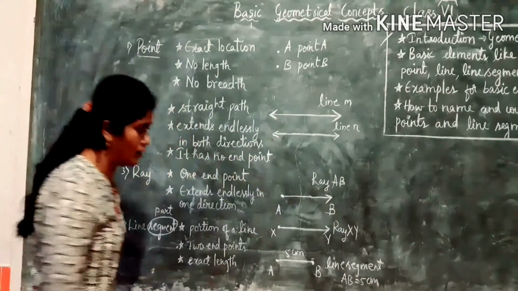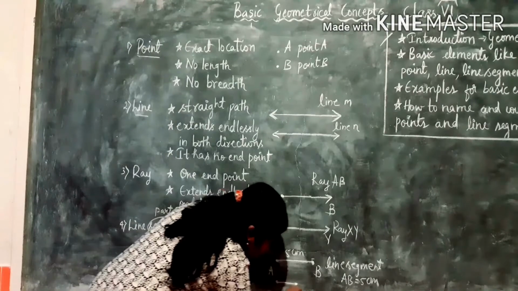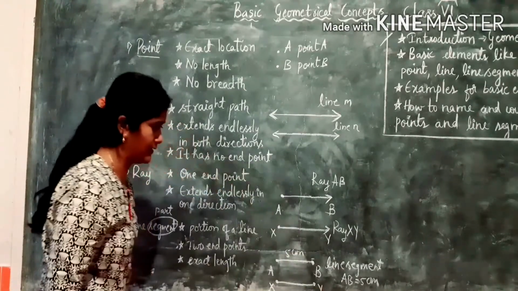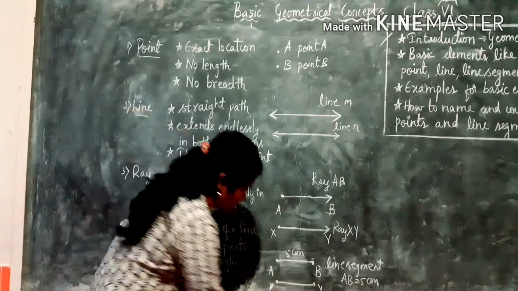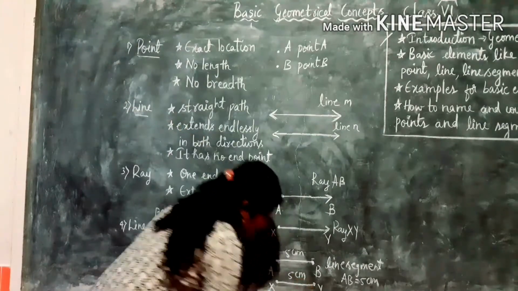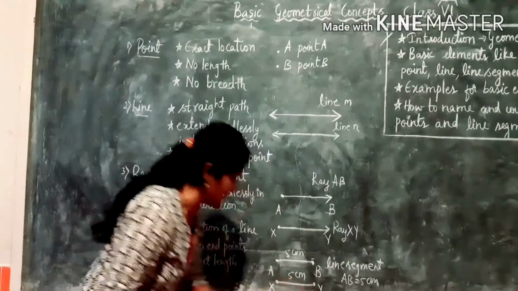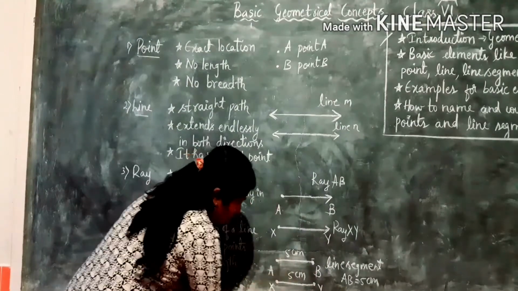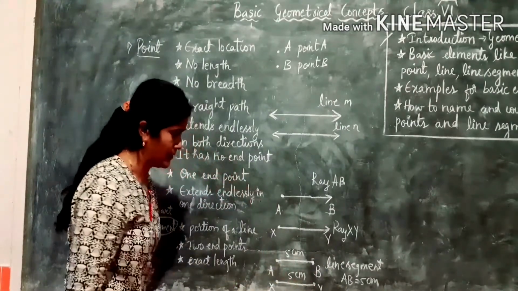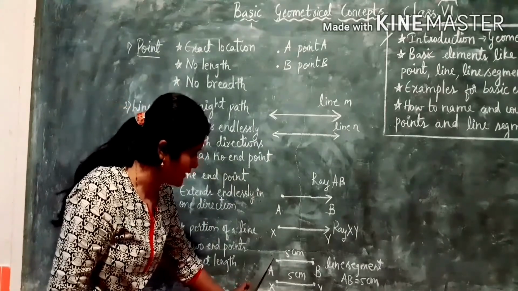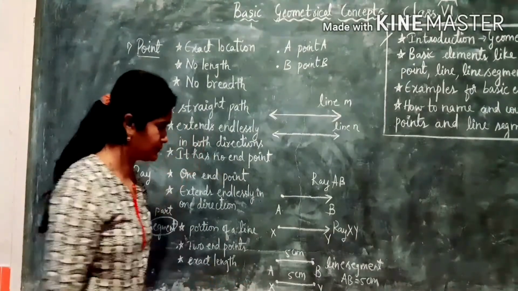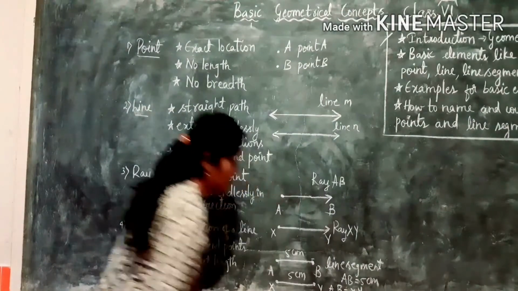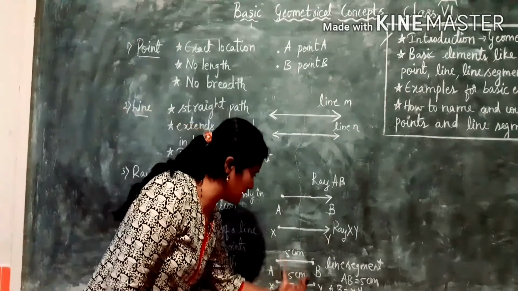Now I am going to draw one more line segment and call it XY. Now you can observe here I have taken XY also as 5 centimeter. So you can write AB is 5 centimeter, XY is also 5 centimeter. Then how do you relate line segment AB and line segment XY? We can say that AB is equal to XY because it has got the equal length.